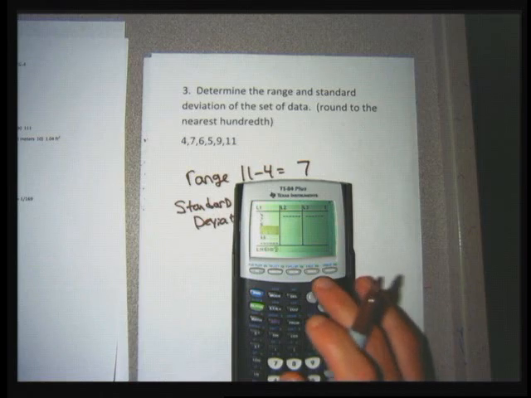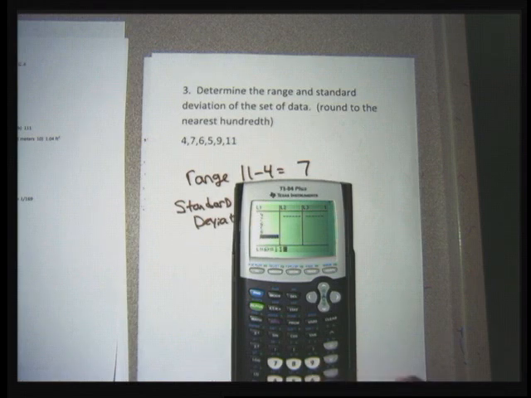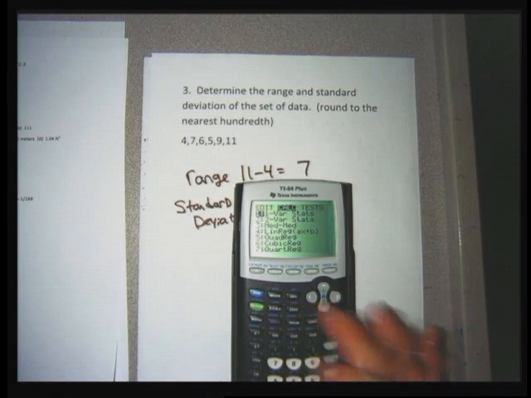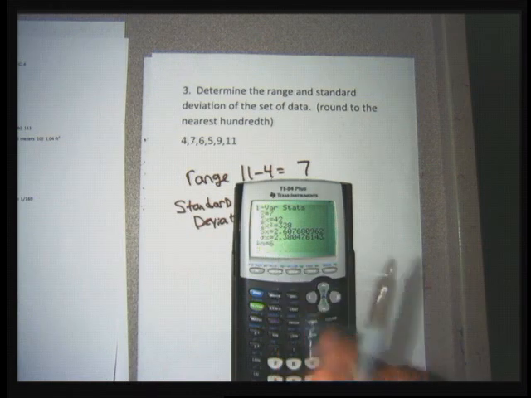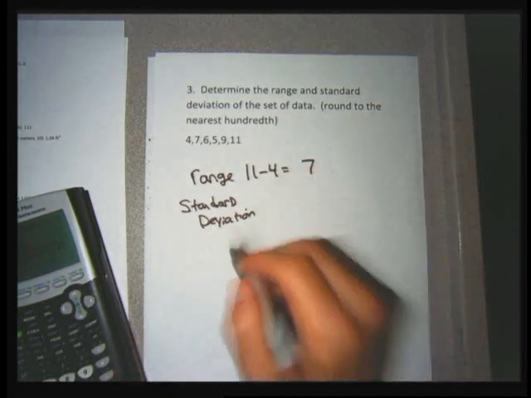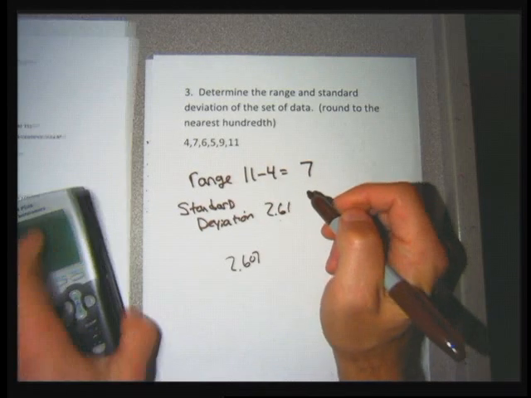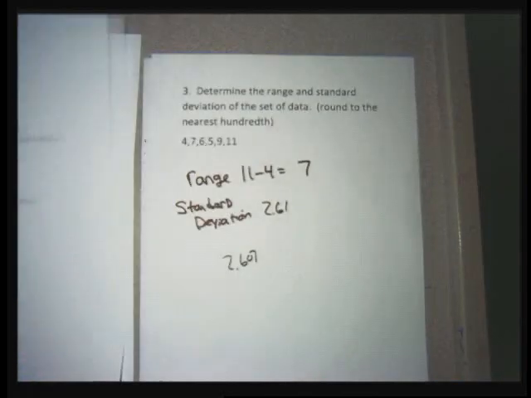Just try to type it again to make sure I haven't messed up. So 4, 7, 6, 5, 9, 11. Second quit, stat, calc, enter on one variable stats, enter again. I get 2.6. This Sx is the standard deviation. My calculator gave me 2.607. I'm going to round that to 2.61. On my key, I wrote 3.56, which kind of troubles me. I'm going to just go change my key because I did this twice and don't see a mistake. So I believe that 2.61 is the correct answer.